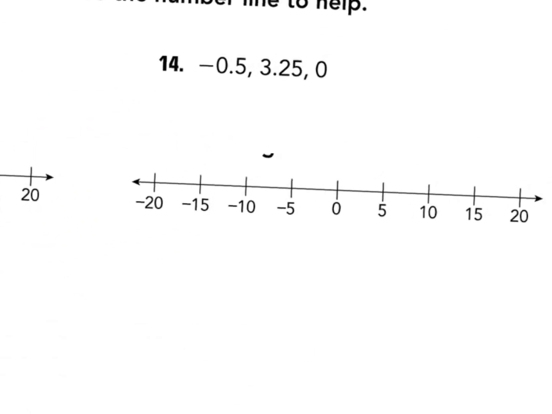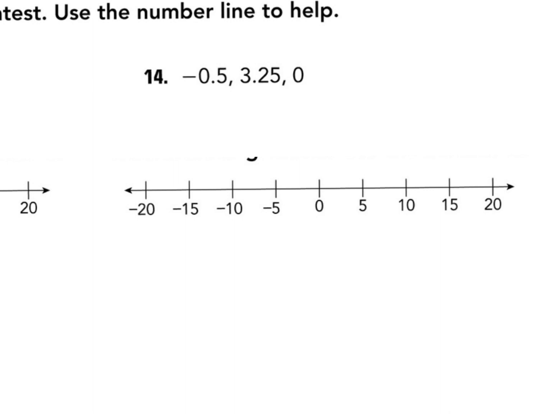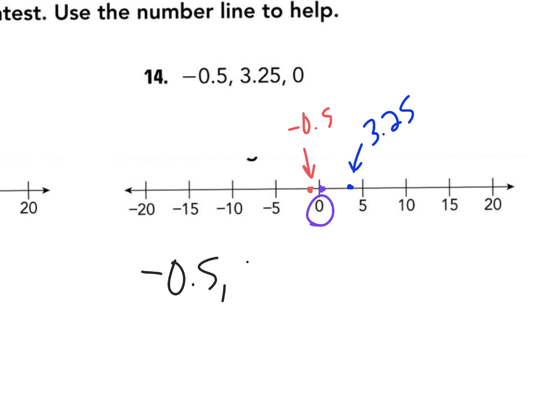Number 14, similar idea, negative 5/10. We're just in the negatives. We're actually not even to negative 1 yet. 3 and 25 hundredths is between 0 and 5. And then 0 is at 0. So least to greatest would be negative 5/10, 0, and 3.25.